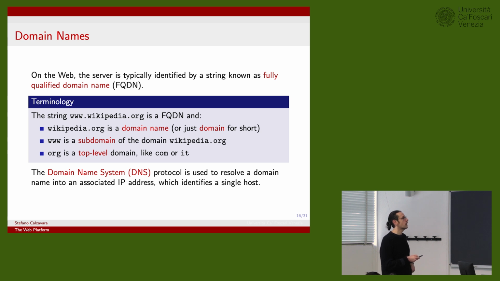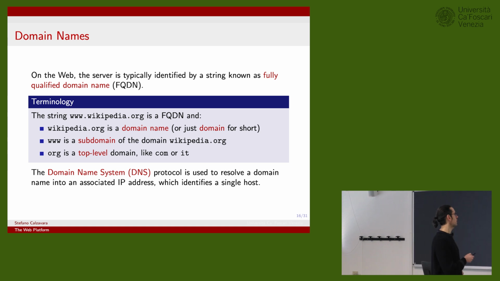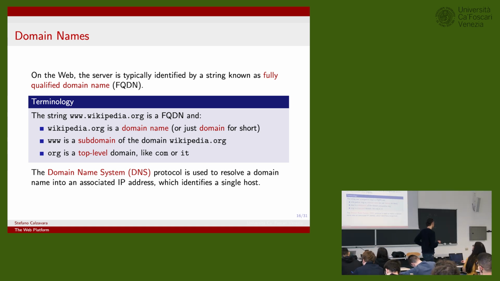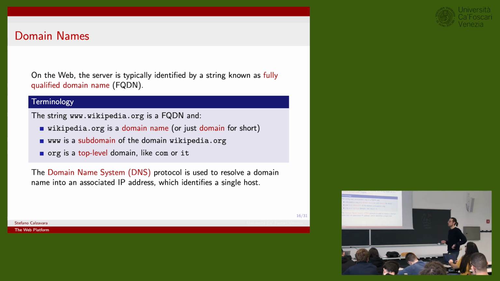Wikipedia.org is called a domain name, or domain for short. So this is what you can register. We're going to discuss domain registration in a moment. So you can buy, for example, wikipedia.org, unless somebody else already bought that. And after you buy that domain, you can host multiple subdomains under that. So for example, www is a subdomain of the domain wikipedia.org.